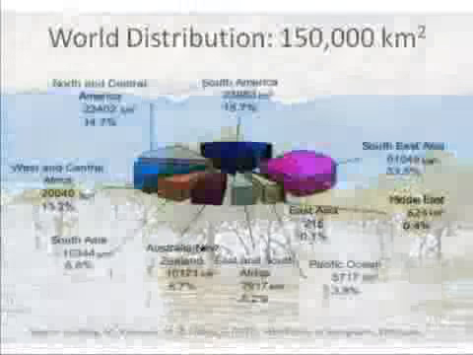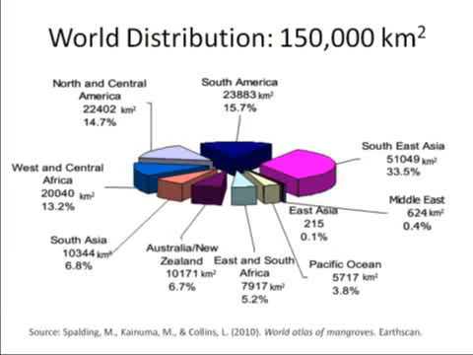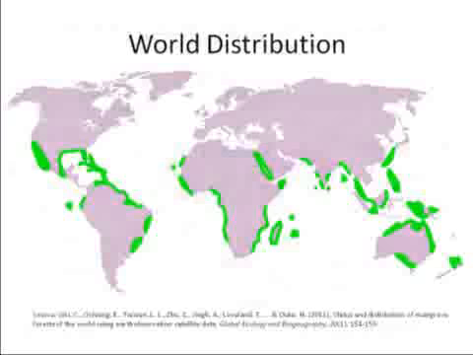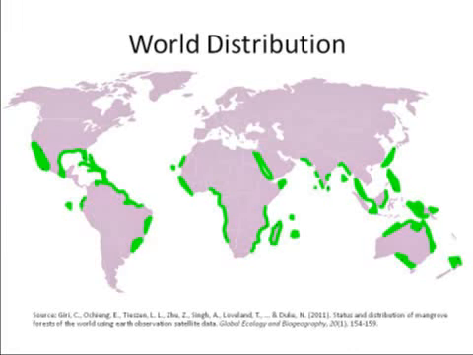Worldwide, there are about 150,000 square kilometers of mangroves, with the bulk of the forest seen in Southeast Asia, followed by South America. Here's the worldwide distribution map of mangroves. Note that most of the mangroves are located at the tropical belt and below it.